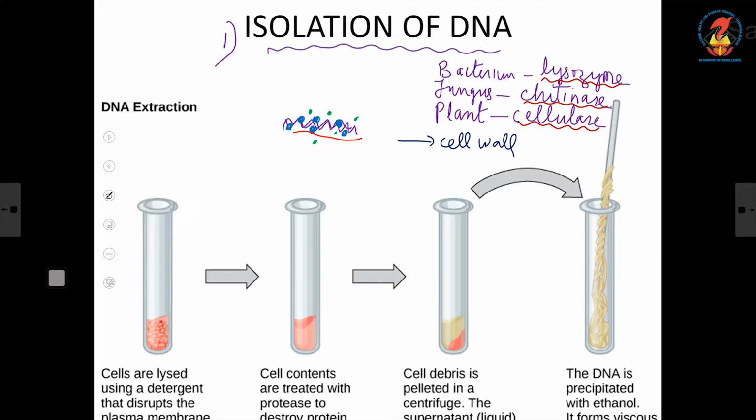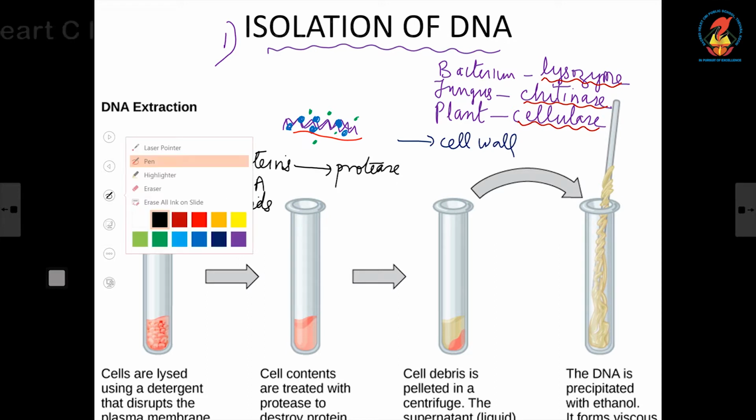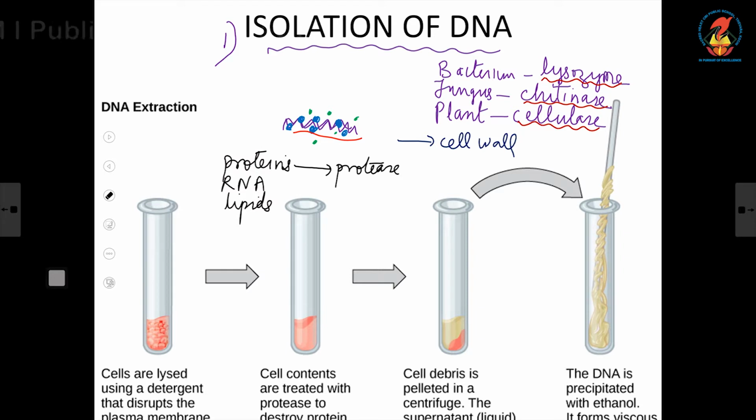It is associated with proteins, RNA and lipids. So we have to get rid of these structures so that we can get the DNA in its pure form. To get rid of proteins, we have to use the enzyme protease. So treat it with protease. I am going to remove all the proteins. The blue color was the proteins. So all the proteins were removed.